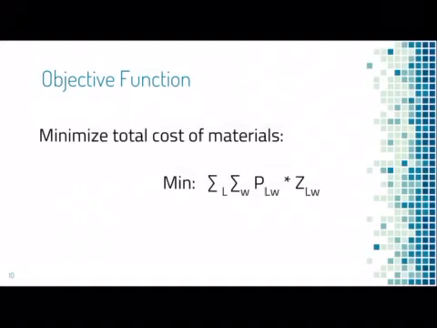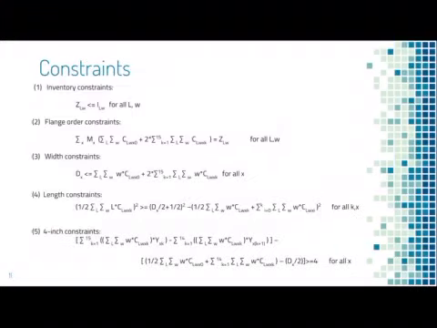Our basic objective is to minimize total cost of materials, which can be represented as the summation of price of lumber times number of lumber that will be used. There are 5 constraints in total within the model. The first one is we should make sure the lumber inventory is not exceeded. The second one is to ensure enough blanks are built to satisfy the orders.